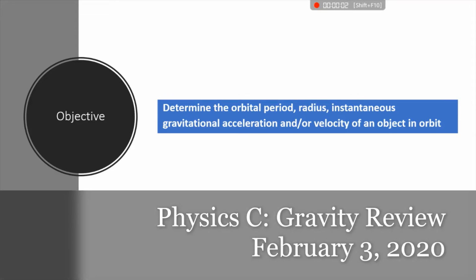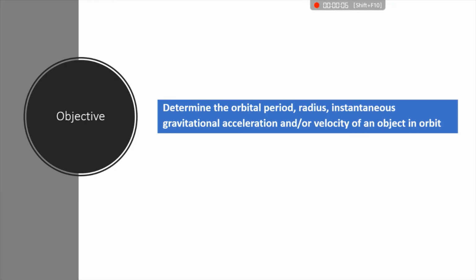Okay, and we're live. So we are currently under quarantine, so we're doing everything online. Our objective is to determine the orbital period, radius, instantaneous gravitational acceleration, and/or velocity of an object in orbit.